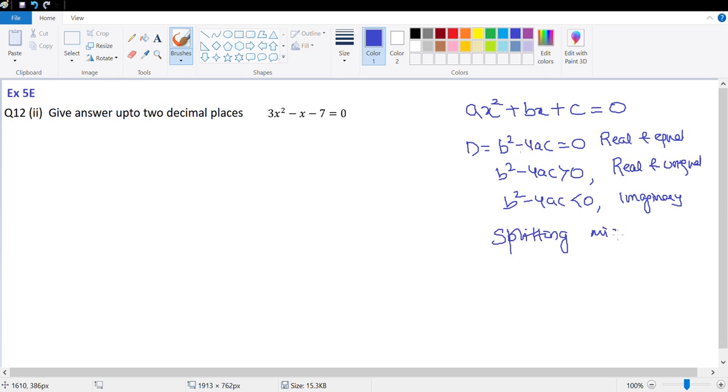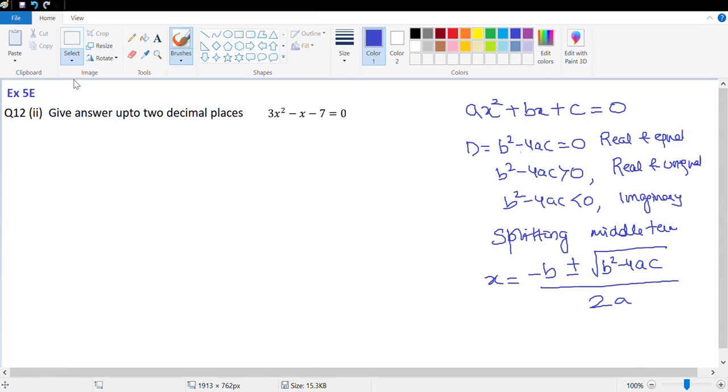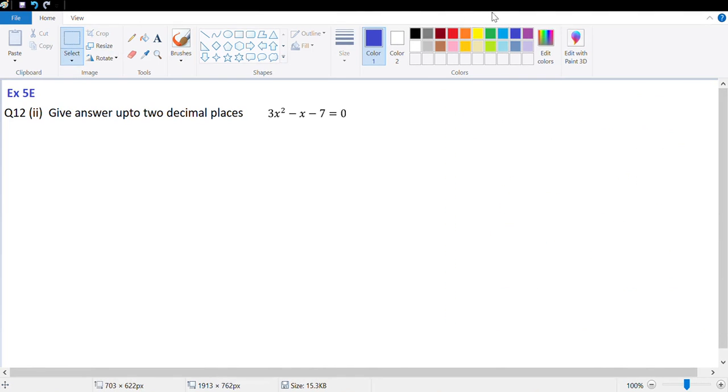Next, we did solving quadratic equation by splitting the middle term, which is by factorizing, right? And in the end, we did solving quadratic equation using the formula, which is x is equal to negative b plus minus square root of b squared minus 4ac divided by 2a. Right, so that's all we've done till now. Now let's look at the remaining questions of exercise 5e.